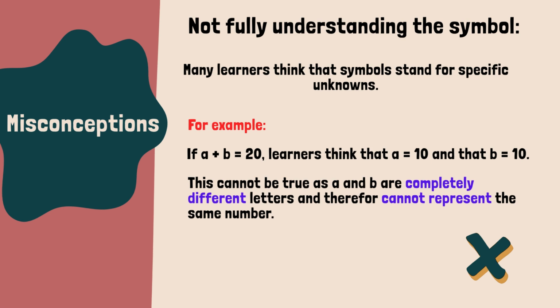If it was a plus a equals 20, that's a different story because you have two a's, okay? It kind of has to be equal. Does it make sense? So if it was a plus a equals 20, a is equal to 10 plus a is equal to 10 because a represents 10. But because you have two different letters, they cannot represent the same number.